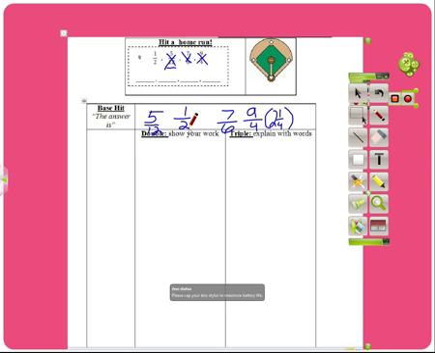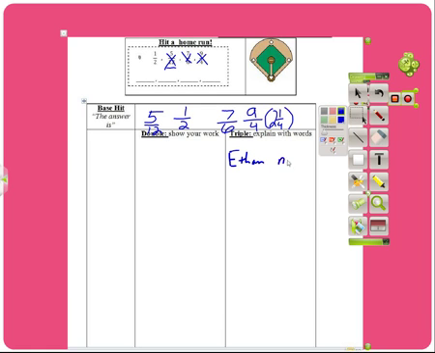Okay, so let's start explaining with words. What's the thing you said? You can tell by looking. The bigger the denominator, the smaller it is. Ethan notices what? The bigger the denominator is, the smaller the fraction is. Okay, I understand.